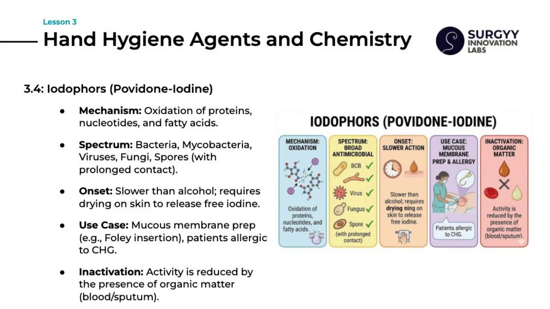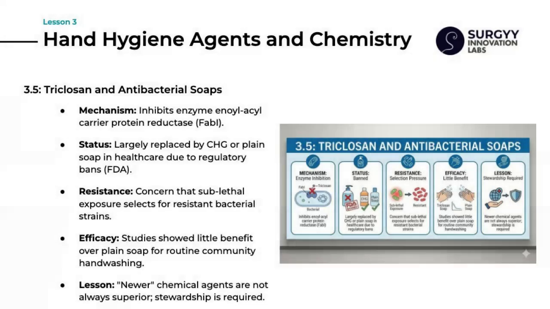Primary use cases include mucous membrane preparation, such as during Foley catheter insertion, and for patients who are allergic to CHG. A critical factor is inactivation, as the antimicrobial activity of iodophores is significantly reduced by the presence of organic matter, like blood or sputum. Lesson 3, Hand Hygiene Agents and Chemistry. 3.5 looks at triclosan and antibacterial soaps.